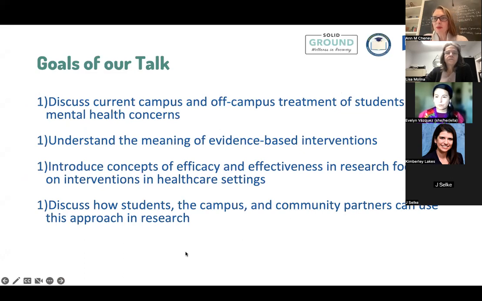Okay, so today, the goals of our talk. First is to discuss current on-campus and off-campus treatment of students with mental health concerns, understand the meaning of evidence-based interventions, introduce concepts of efficacy and effectiveness in research focused on interventions in healthcare settings, and then last, to discuss how students, the campus, and community partners can use this approach in research.